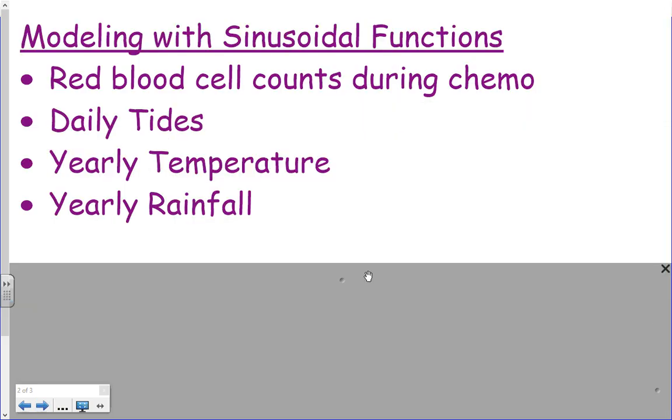And there are a number of different scenarios where we might use a sinusoidal function to do some modeling. Here are a few examples that the book gives us, and you'll certainly see others as you work on the problems in this section. One example is if you were to count the number of red blood cells during chemotherapy. You have a high, and then during therapy it drops down and then comes back up and goes back down. As you keep getting treatments, it keeps oscillating back and forth.